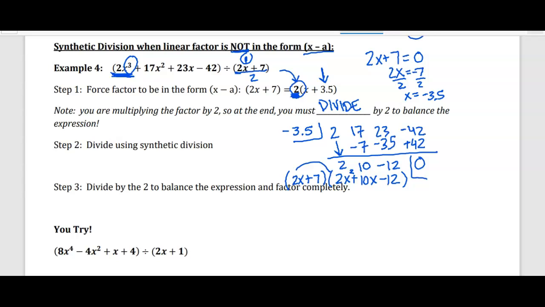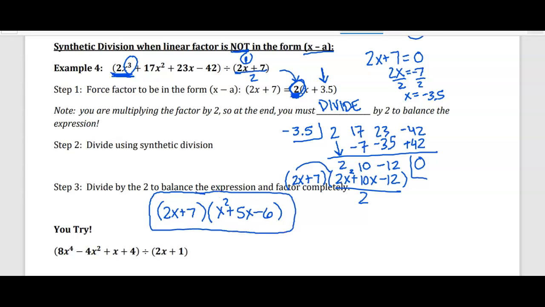So remember, we multiplied by this 2 in the beginning, so at the end, you're going to have to balance it back and divide by 2, and our polynomial split will be 2x plus 7 times x squared plus 5x minus 6. All right, and we have our factors there, and if we need to go further to factor completely, we'll take that quadratic and find two numbers that multiply to negative 6 and add to positive 5, which are x plus 6 and x minus 1. So now we have a complete factorization of that polynomial.